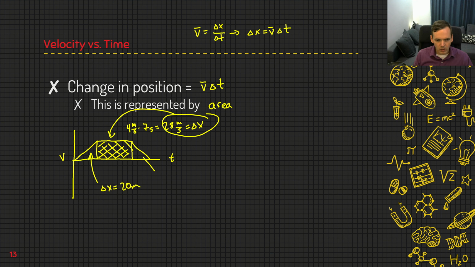And then over here we have delta x is equal to 16 meters, because it looks like it's more like 4 by 4. Did I just do that wrong? No. Divide by 2, because it's a triangle, 10 meters and 8 meters respectively. So the total represented by this is 28 plus 10 plus 8, so 46. This also means you can have such things as negative areas, which just mean a negative change in position. It went the opposite direction.